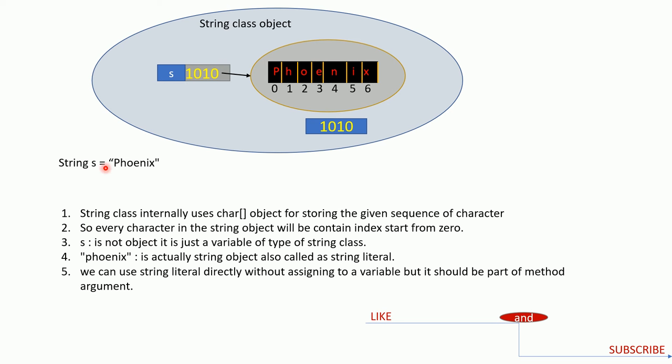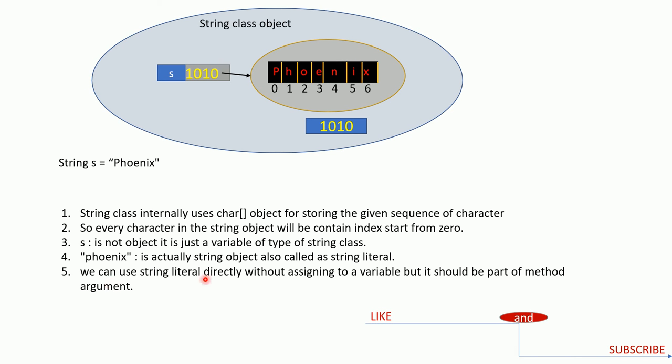Here, s is not an object, it is just a variable of the type String class. This is a variable, not an object, and this is the actual object. Phoenix is the actual string object, called a string literal, which is stored inside the string constant pool.